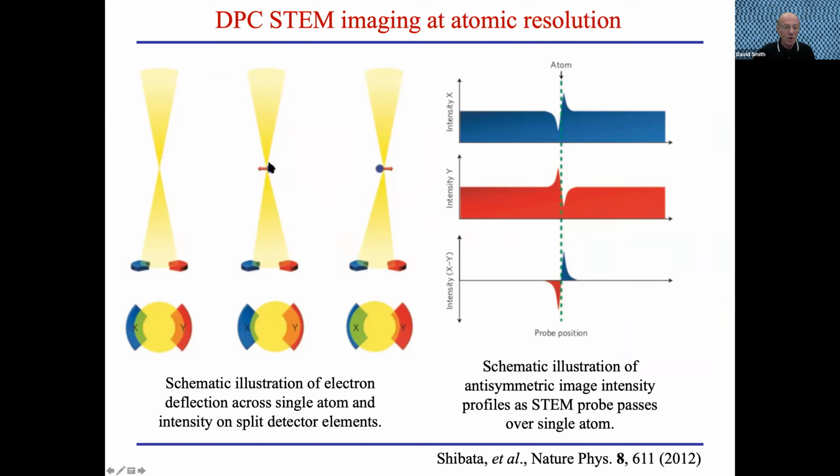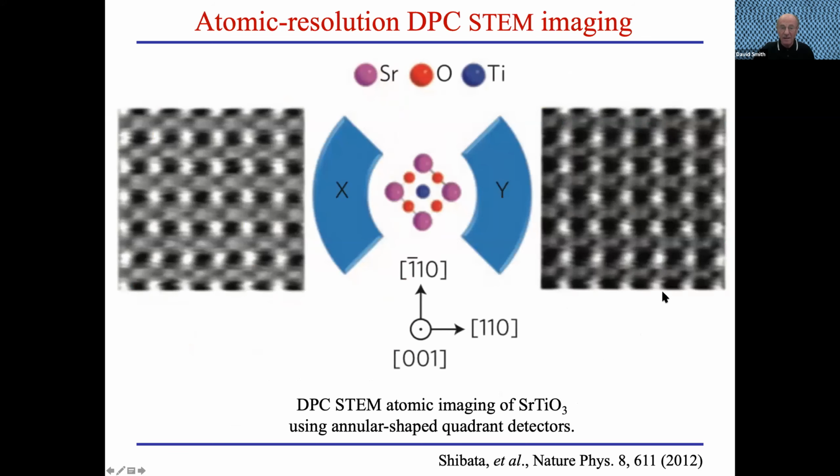But when the probe goes across the atomic column, the electrons are deflected and you get more intensity on one side than you do on the other. And when you pass across to the other side, then you get more deflection on the first side compared to the other side. And here are the line scans that you would get in your X and Y detectors. And the important thing is you will get this asymmetric profile. And what Shibata and colleagues showed was they could actually get atomic imaging with their DPC annular shaped quadrant detectors.